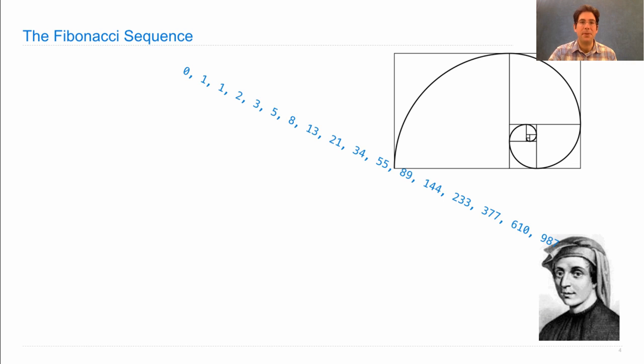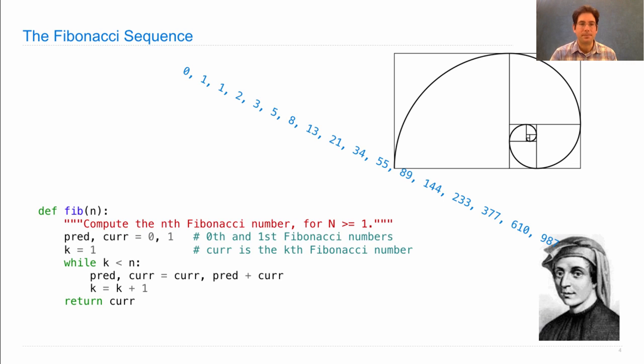Let's figure out how to compute it using a while statement. Here's a function that takes n, the position or index, in the Fibonacci sequence, where we want that Fibonacci number, and it computes the nth Fibonacci number for n greater than or equal to 1. It does that by keeping track of various values and then executing a while statement.